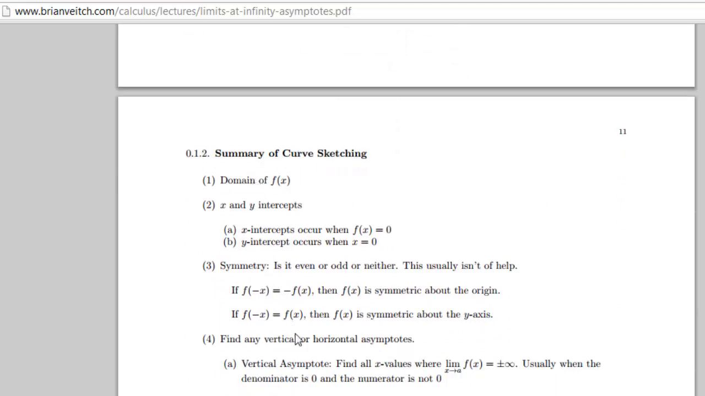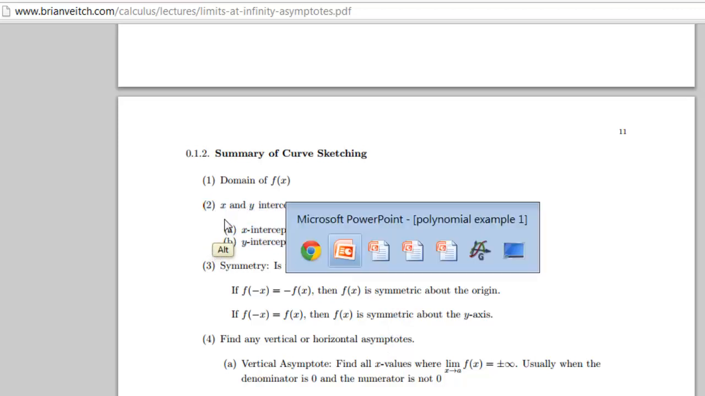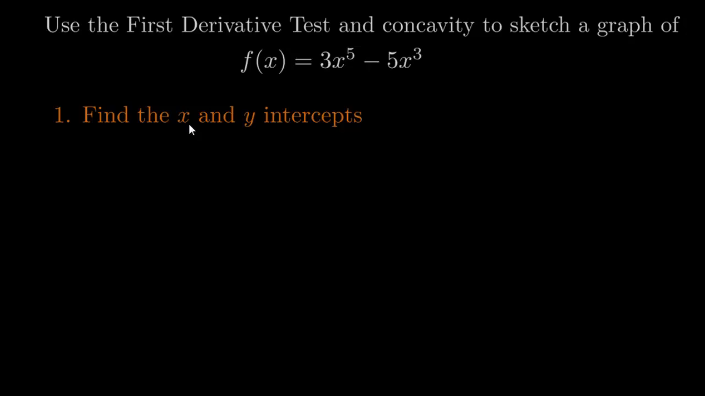There's a whole list of things that you need to satisfy to sketch a curve. Some of these aren't applicable to us because we don't have things like horizontal and vertical asymptotes with polynomials. But for right now, what we have to do is start with finding the x and y intercepts. So let's go ahead and do that now. Step 1, find the x and y intercepts.